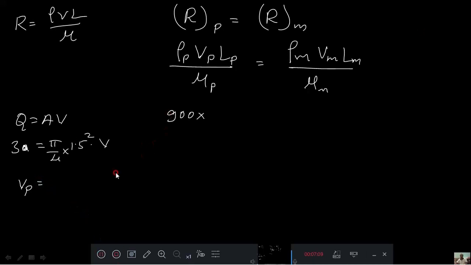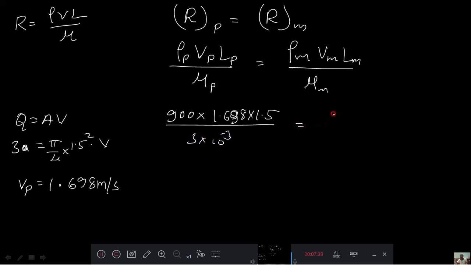That is 1.698 meter per second. Now I got it. 1.698 into L. Here length is not given, but diameter is also length, therefore I will consider 1.5, divided by mu. That is your mu, 0.3 into 10 raised to minus 3.